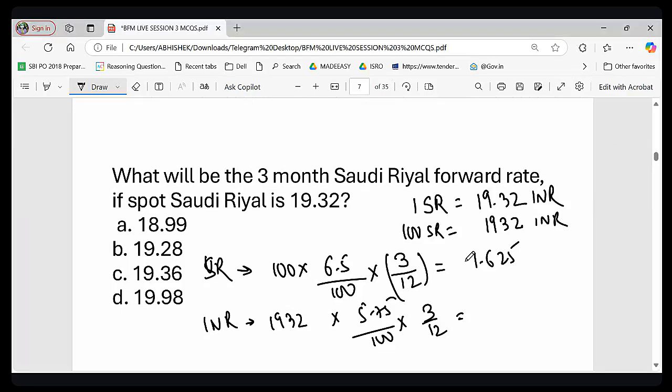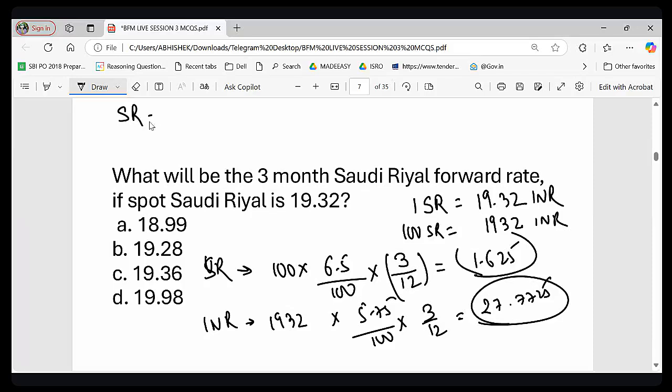So I hope you all are getting this much. I am also getting 27.7725, right? I hope you are also getting this much. Now, what is our next step? These things we have calculated as interest. Now we will add the interest to the principal, right?